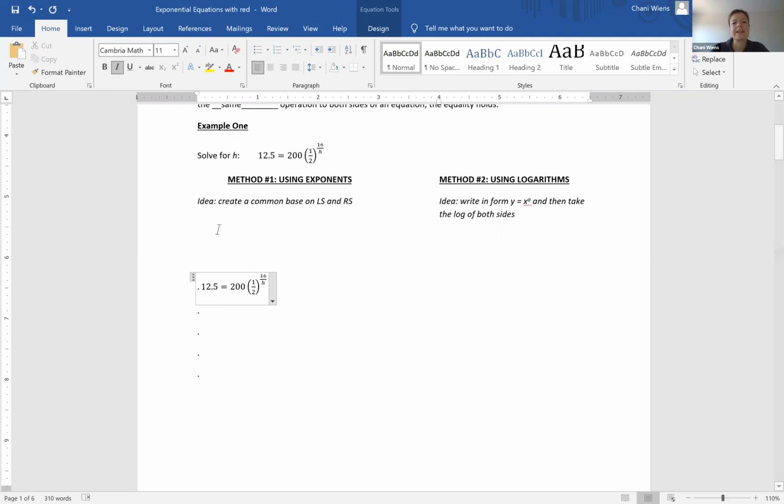Okay, so the key idea here is that we want to create a common base on the left side and the right side. So notice right now we have just a number on the left and then a number times a power on the right. So the first thing that we're going to do is do 12.5 divided by 200 to get rid of the coefficient.